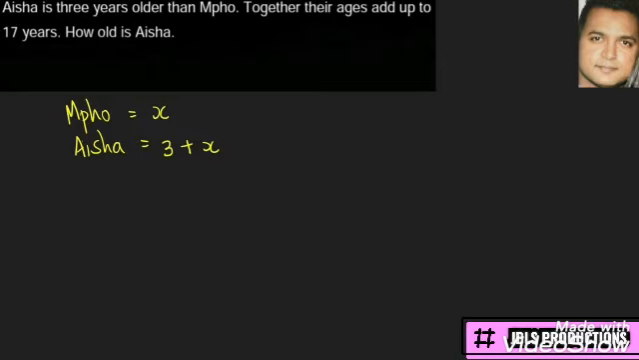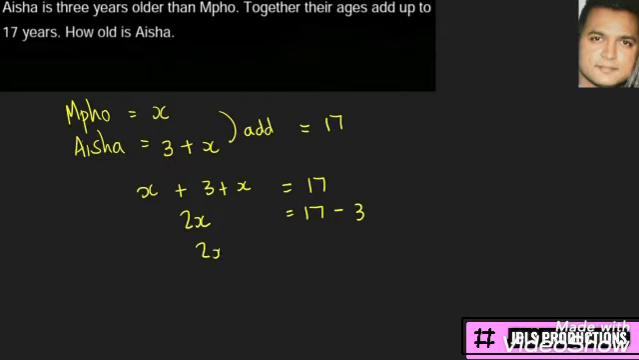Now it tells us here that when these ages are added up, they are equal to 17. So all we need to do is write down the expression. It will be x plus 3 plus x is equal to 17. So this becomes an equation. We're left with 2x on this side, so 2x is equal to 17 minus 3. So 2x is equal to 14.